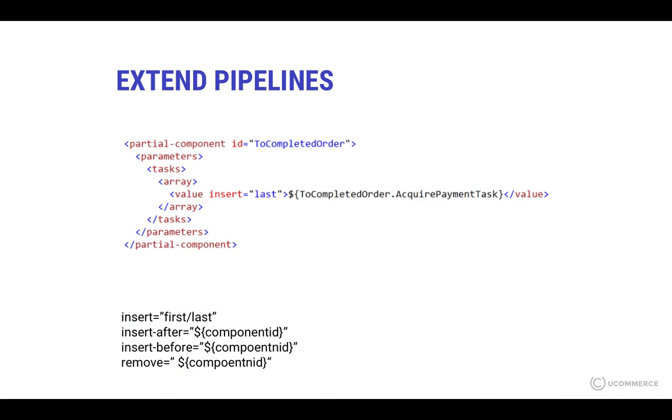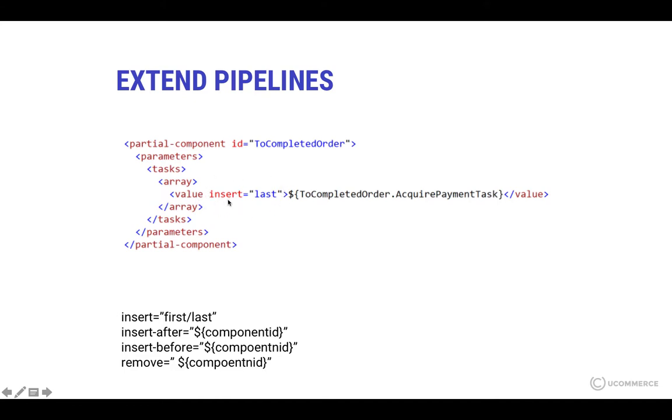So here's an example of how you would extend a pipeline. You'll notice we're using partial components. So we can actually have these extensions sitting off to the side of the pipeline and hook them in whenever necessary. In this particular case, we're working with the toCompleted order pipeline, which is a pipeline that runs as part of the order processing workflow. And you'll notice here that we're not actually specifying all the steps the pipeline does, because that's already been taken care of. We are only specifying the additional step we want, and we're specifying where we want it hooked in.